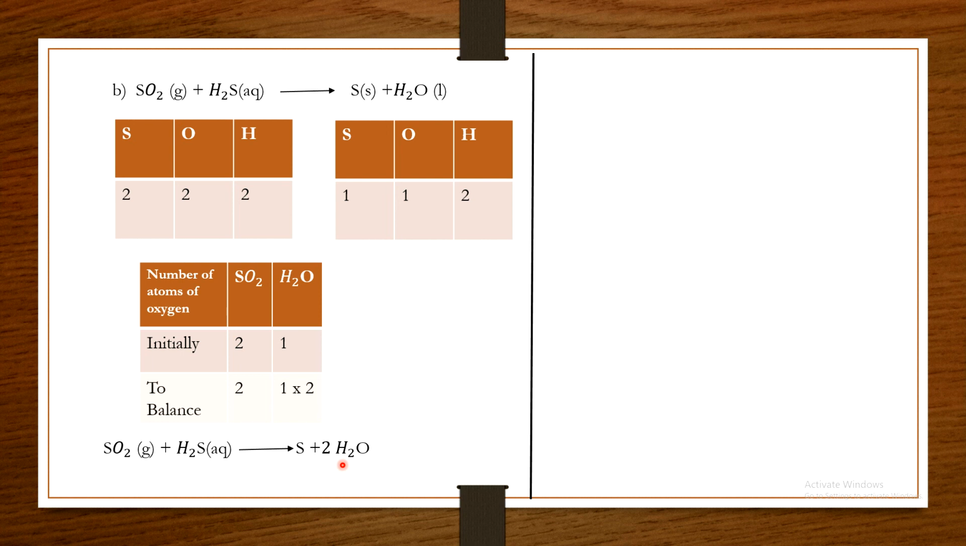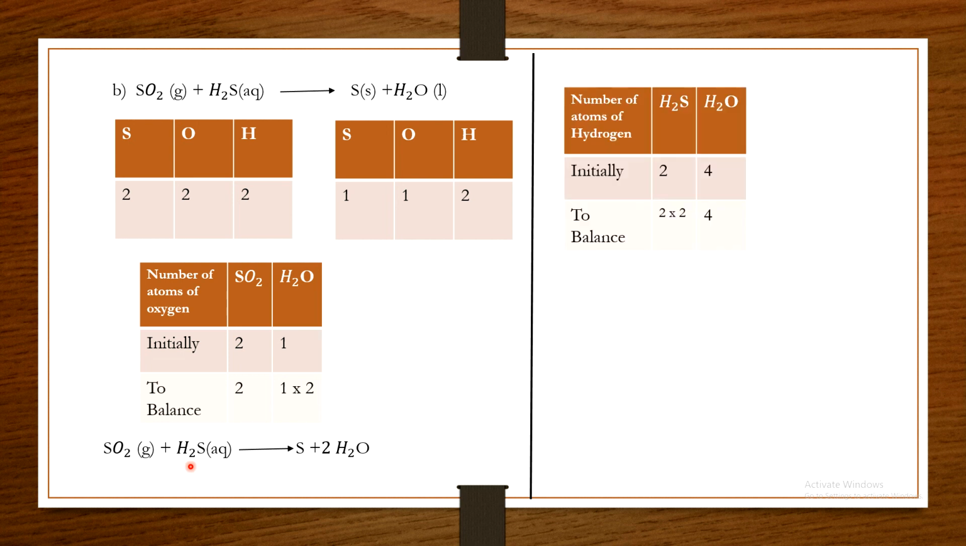But what about the hydrogen atoms? Here 2 twos are 4, so 4 hydrogen atoms here, and on the other side only 2. So we have to balance it. In H2S there are 2 hydrogen atoms and in 2H2O there are 2 twos are 4 hydrogen atoms. So we have to multiply H2S by 2. Our equation becomes SO2 plus 2H2S gives S plus 2H2O.